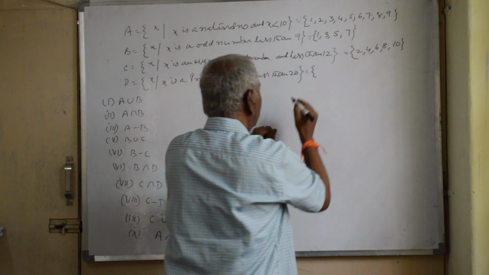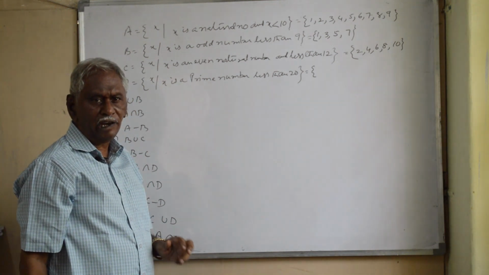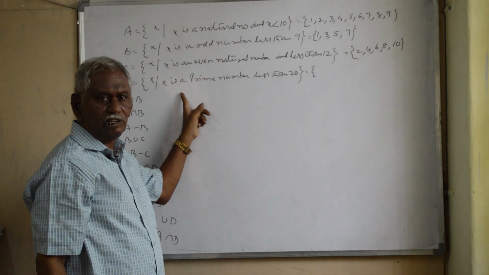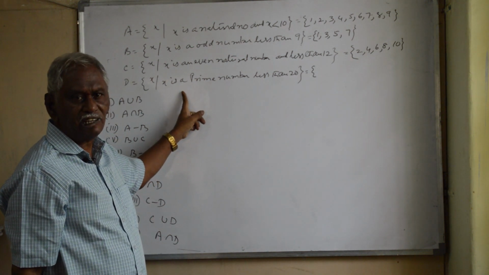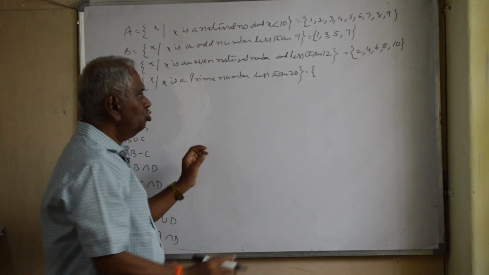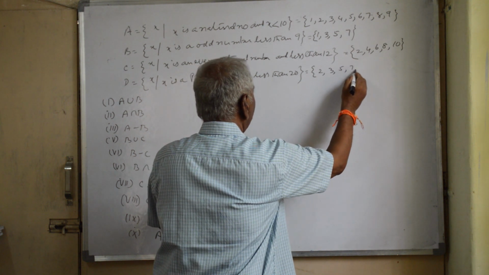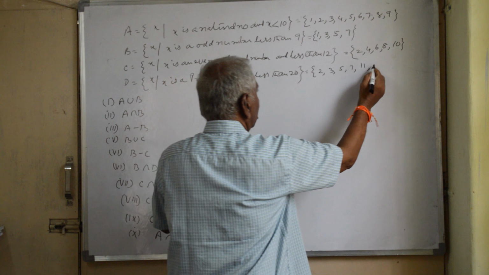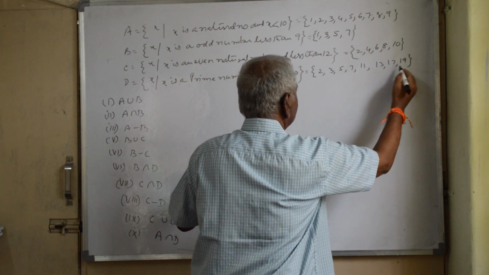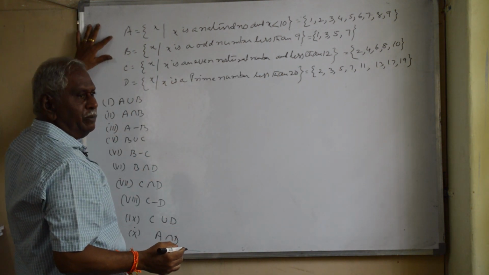Next, the prime numbers. What are called prime numbers? The numbers which have no factors other than 1 and itself. The first prime number is 2. It's an even prime number, and the only even prime number is 2. So 2, 3, 5, 7, 11, 13, 17 and 19, because it is less than 20. So we have written the elements of the sets.